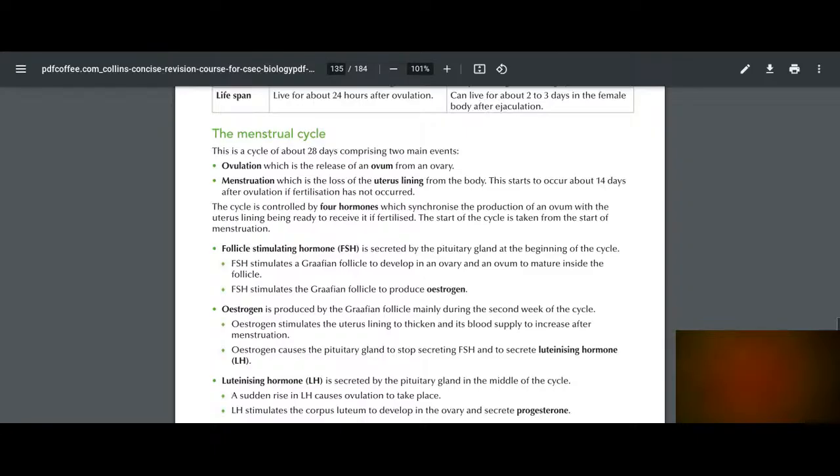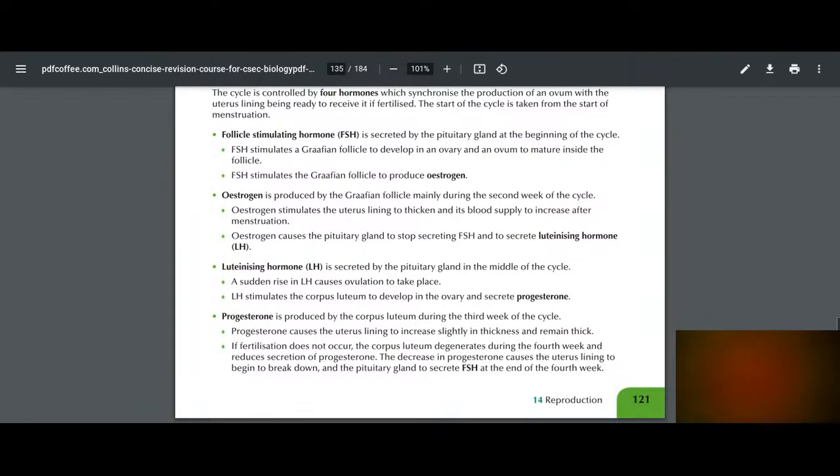Ovulation is the release of an ovum from an ovary. So again, let's go again. The menstrual cycle comprises two main events, ovulation and menstruation. Menstruation is the loss of the uterus lining from the body. Ovulation is the release of an ovum from the ovary. And menstruation usually occurs 14 days after ovulation.